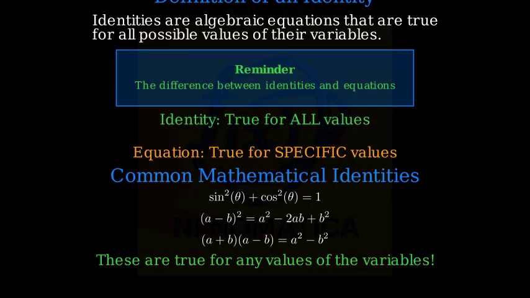To summarize what we've learned today, an identity is an equation that is true for all possible values of its variables. A regular equation is only true for specific values of its variables. Understanding this distinction is crucial in algebra and helps us solve problems more effectively.